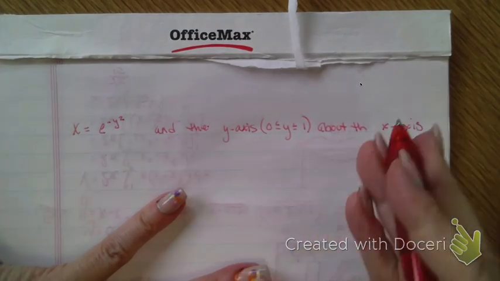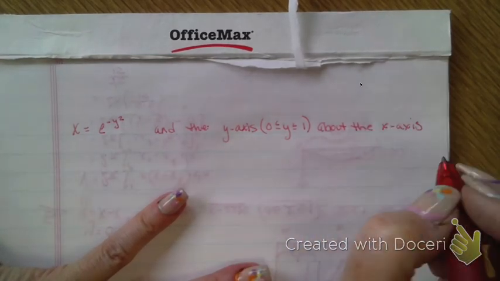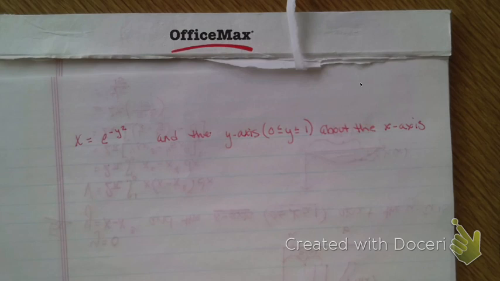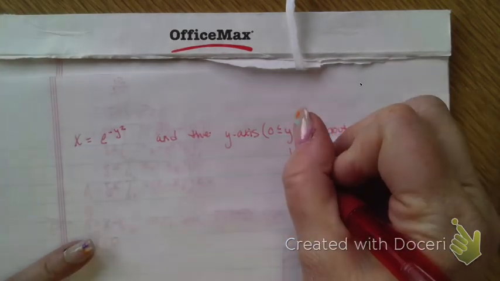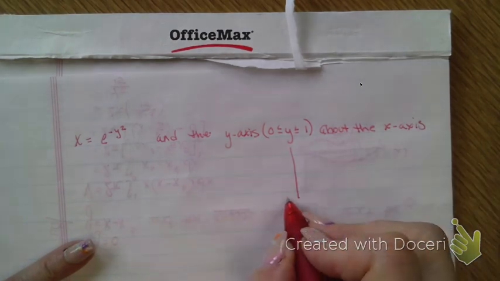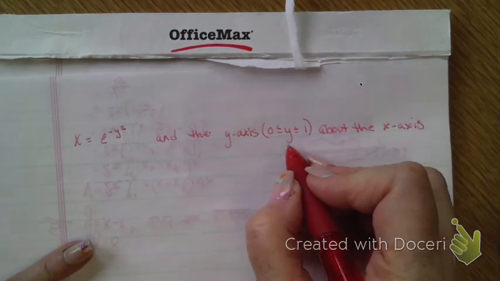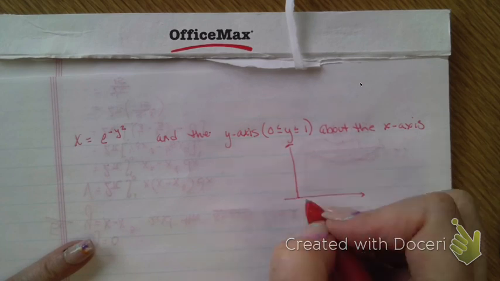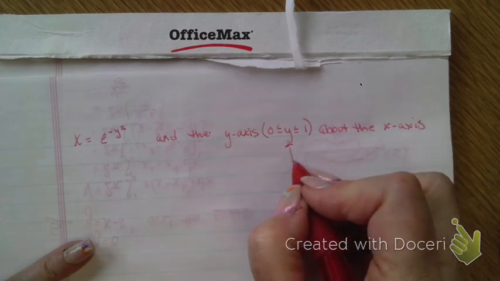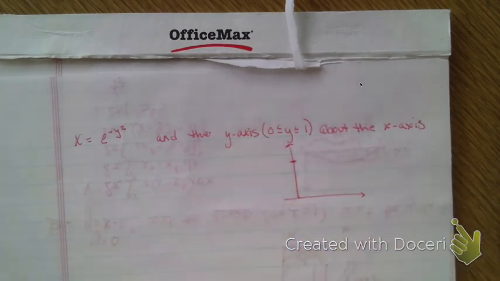So we did the horizontal, now we're going to do the vertical. So our picture, and we only want from 0 to 1, right? Wherever your 1 is at.